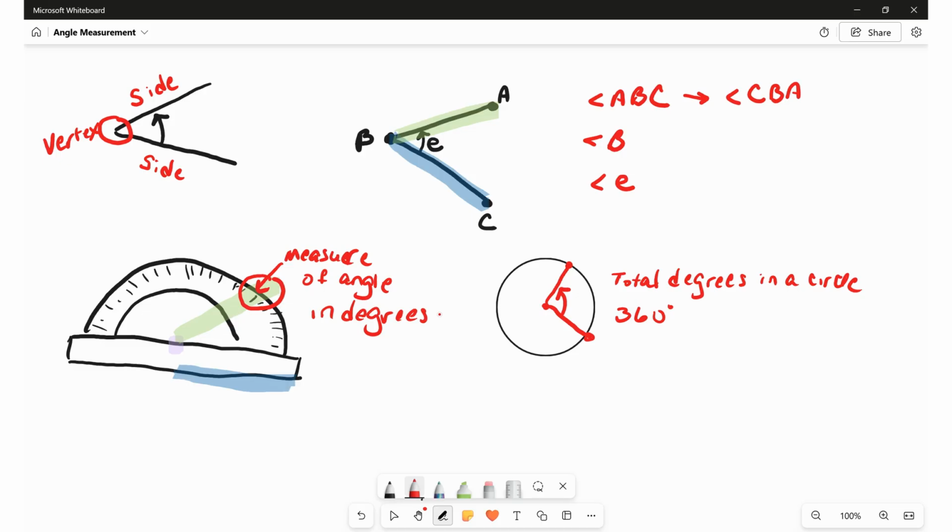And that's honestly really all we would need to do to understand how to measure an angle.